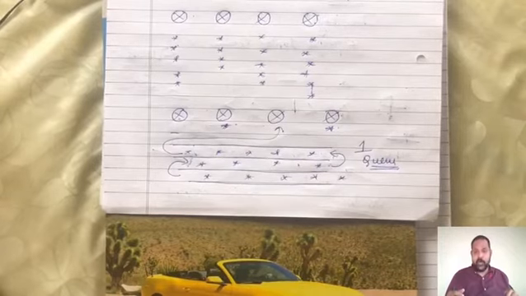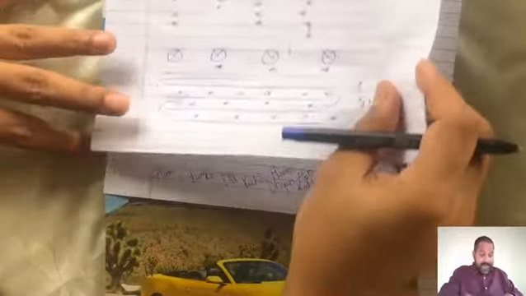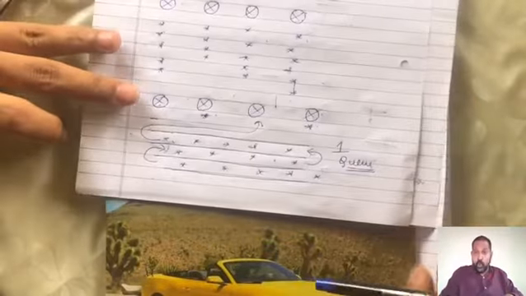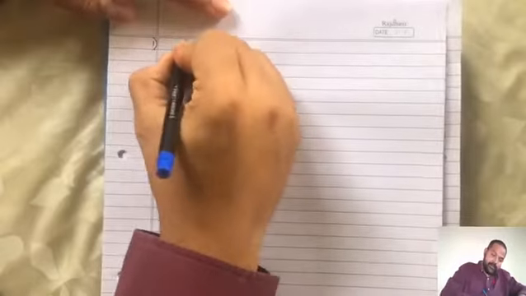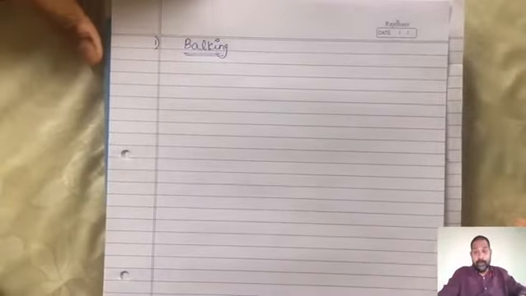Which brings us to three very important things that you need to know, to assume that they will never happen. And that is, number one, balking. What do you mean by balking?